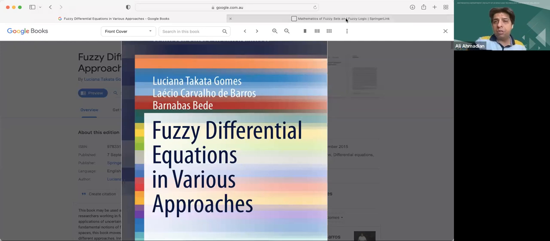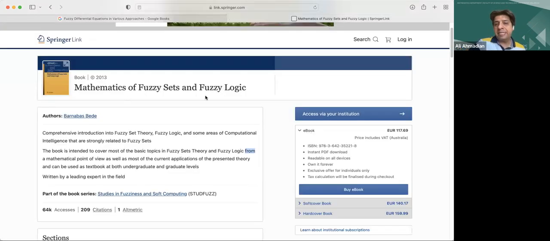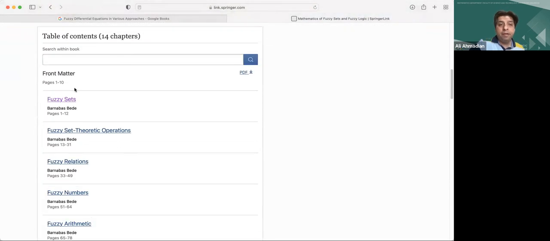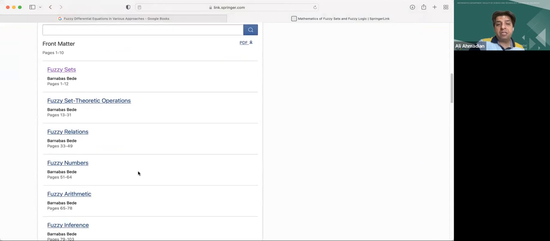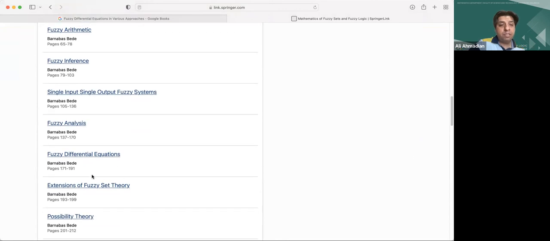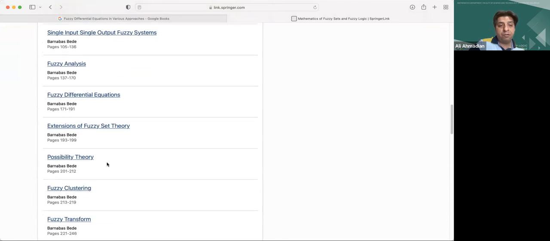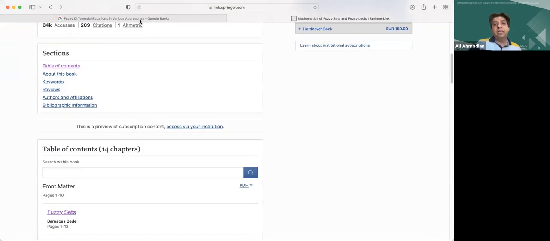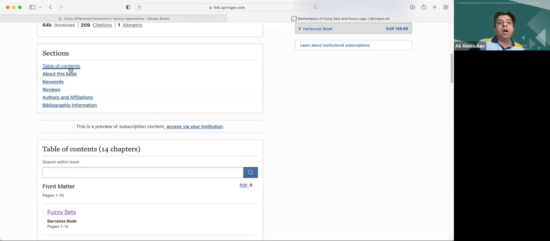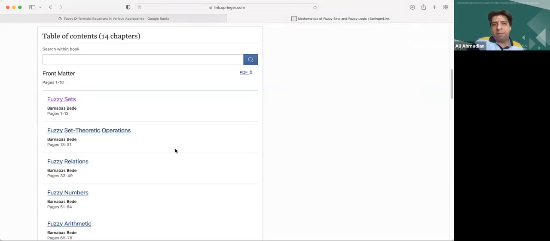And the next book is The Mathematics of Fuzzy Sets and Fuzzy Logic. Again, it has a single author, Barnabas Bede. It discusses fuzzy sets, the operations, fuzzy relations, fuzzy numbers, arithmetic, and then goes on to fuzzy differential equations, fuzzy transform, and so on. These two books are interesting and have enough good knowledge about fuzzy if you want to start to work on fuzzy and then fuzzy differential equations.